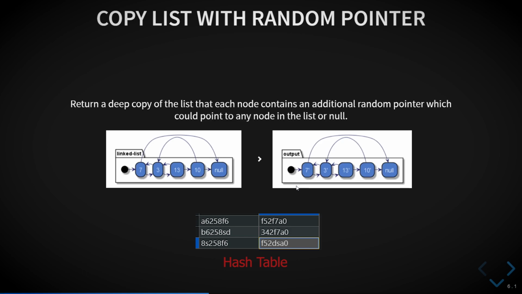Now all we have to do is do a second round of traversal, look at the random pointer value in the original list, find its value from the hash table, and link that accordingly in the copy list. Now definitely this gets us the solution in O(n) time, but it also takes O(n) extra space to store all those pointer locations for tracking purposes.